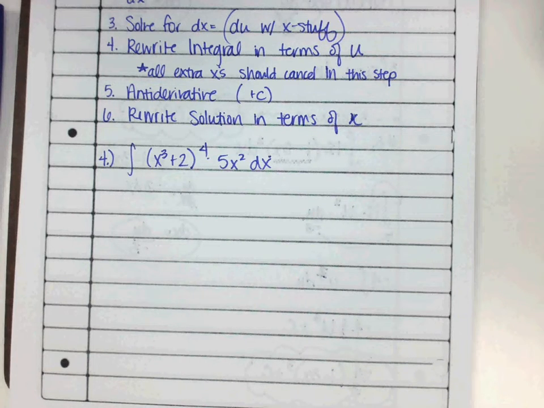Now, before you start, let's make sure we all pick the right u. What u should you be picking? X cubed plus 2, because it's where? It's in the middle. That's how you know. So make sure for your u, you should be picking this guy in the middle here.